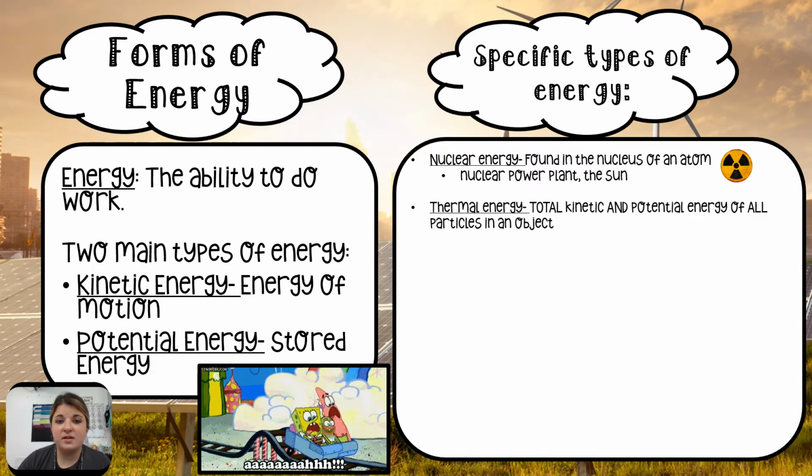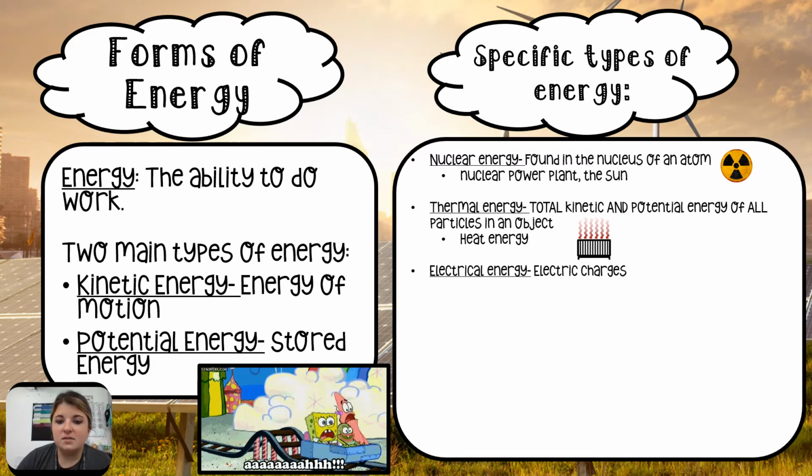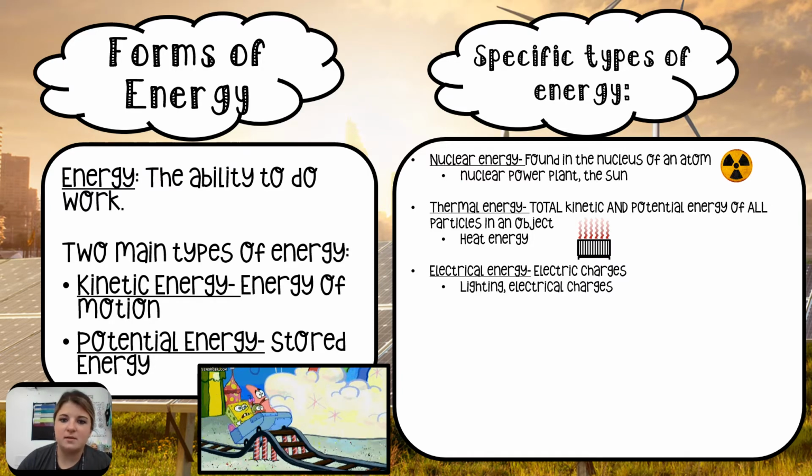Next is thermal energy, which is the total kinetic and potential energy of all the particles in an object. So the total moving and non-moving particles that are in an object. It can also be called heat energy. Next, we have electrical energy, which is just what it sounds like. It's found in electric charges, so anything that uses electricity, and also lightning.